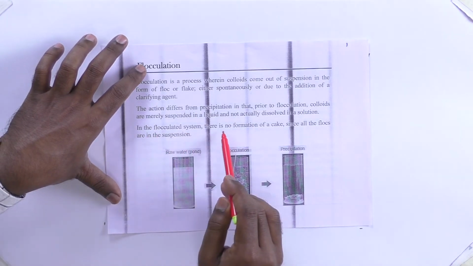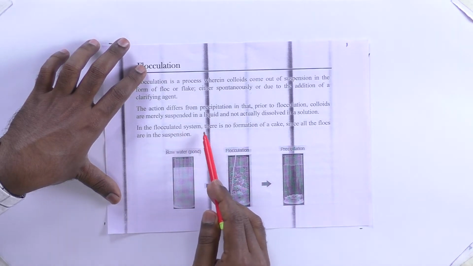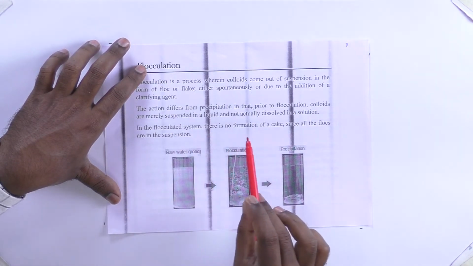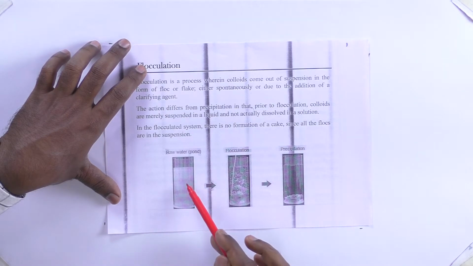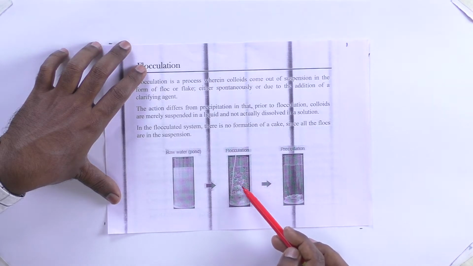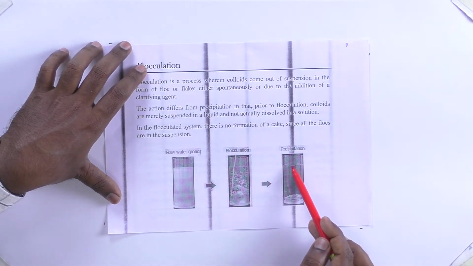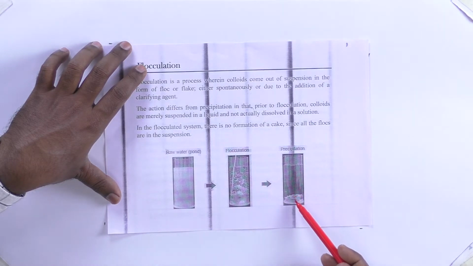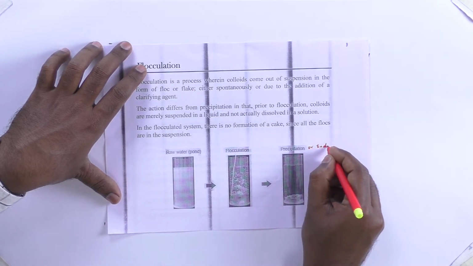In the flocculated system, there is no formation of a cake since all the flocks are in suspension. Since your flocculated system is not going to settle down, you will not get the bottom layer of the solid. It will be suspended over the liquid itself. That's what is given in this point. So if you take impure water and add some coagulating agent, the particles will tend to aggregate together, but they will not settle down. They will keep on being suspended over the liquid. This process is called flocculation, and if you give some time, the particles will have a tendency to settle down at the bottom, and this process is called precipitation, or you can call it sedimentation.